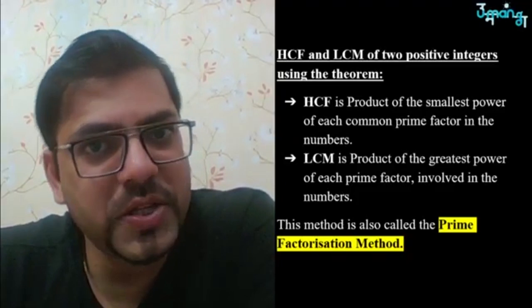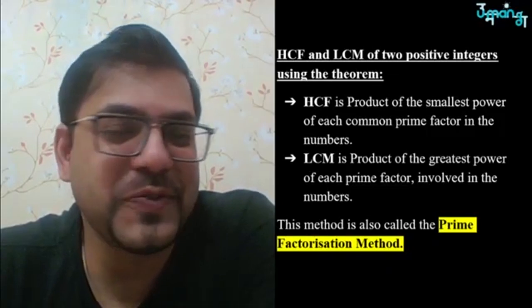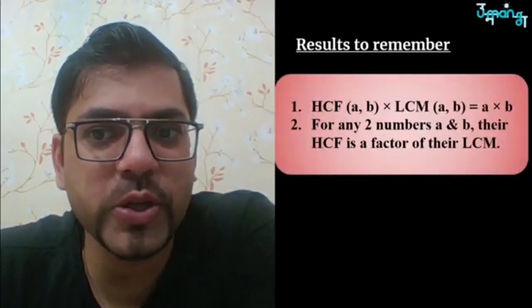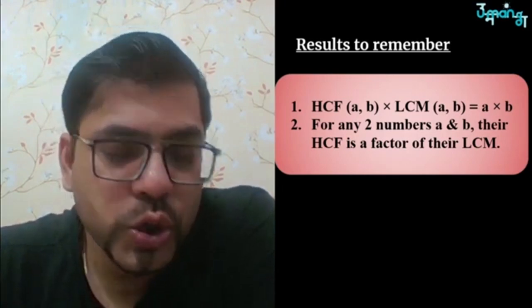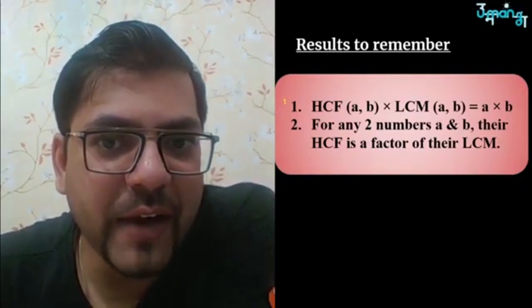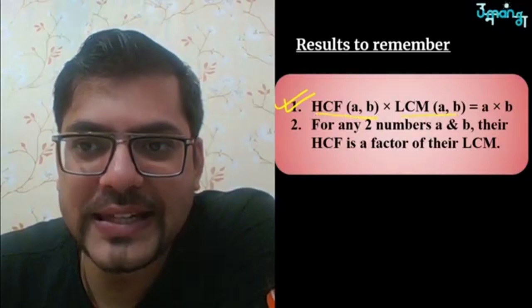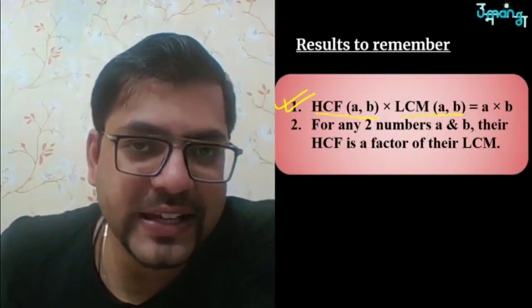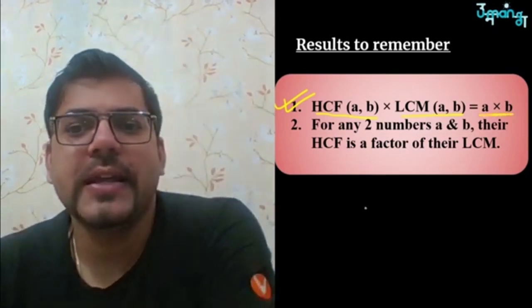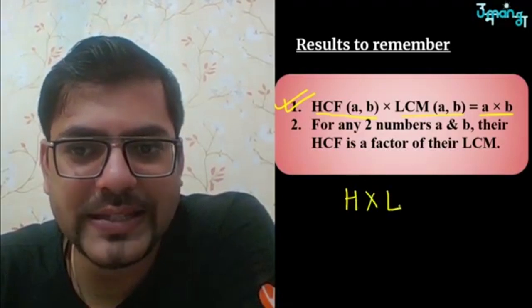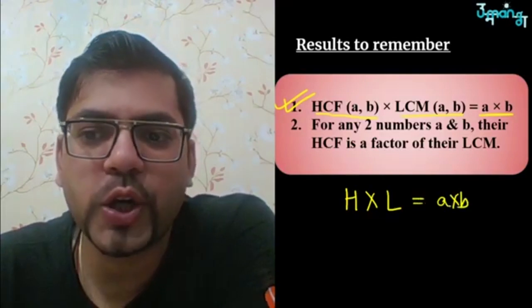HCF and LCM of two numbers we can very easily find. I guess you also know that. In case you do not know, I'll have a practice for all of you. Results to remember: the one result which you have to remember is that the product of HCF and LCM of two numbers is equal to the product of the two numbers. That is, HCF of two numbers into LCM of two numbers is equal to the product of the two numbers.